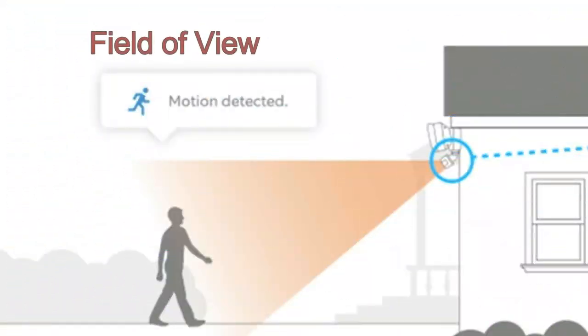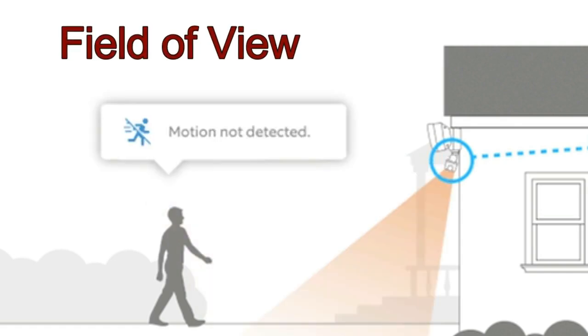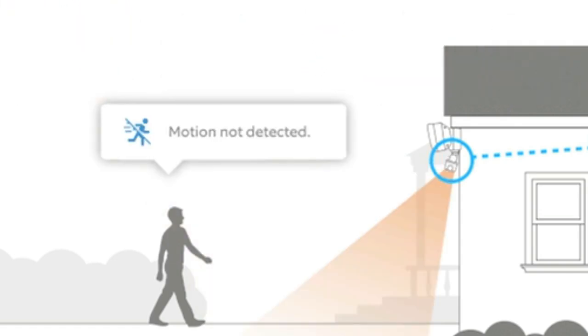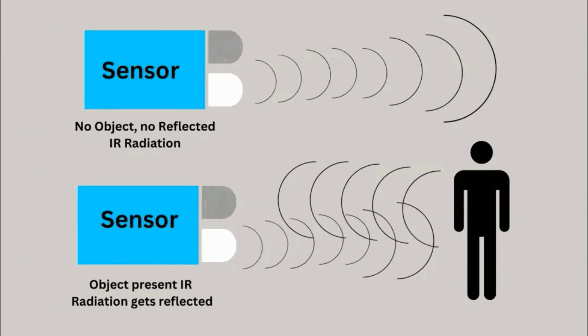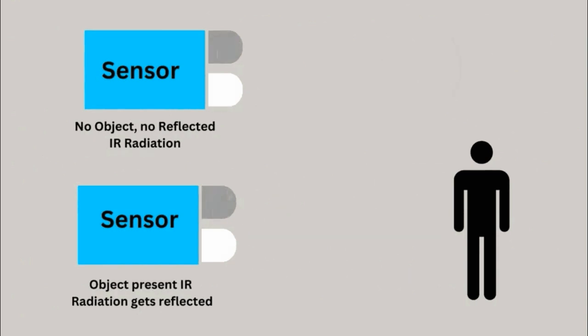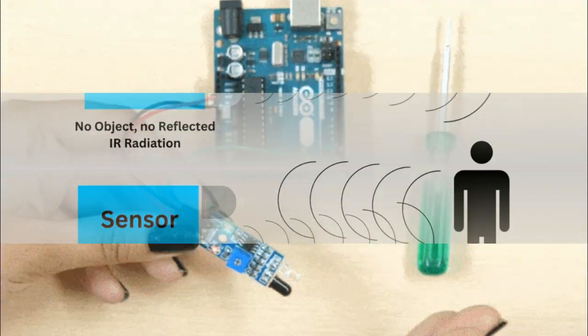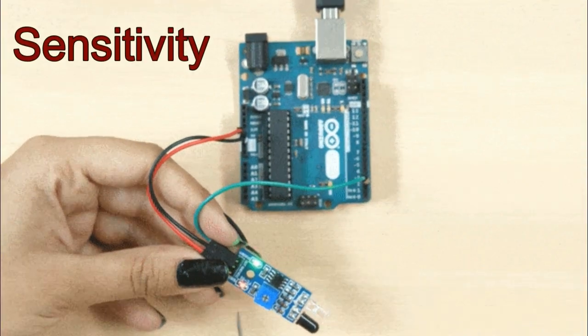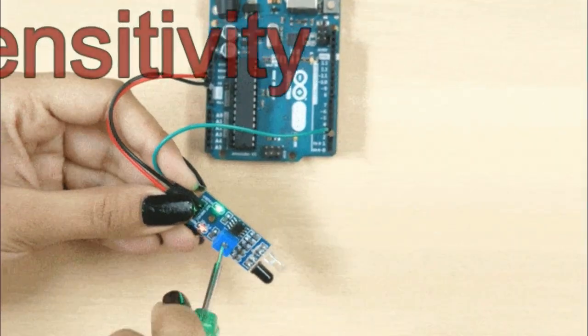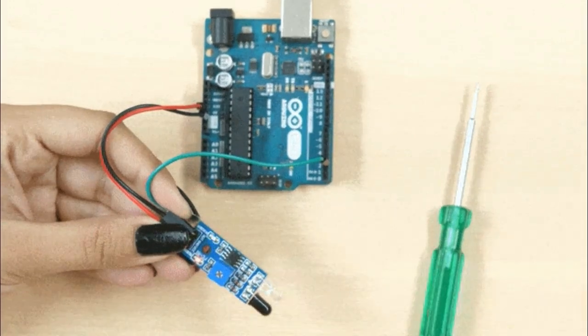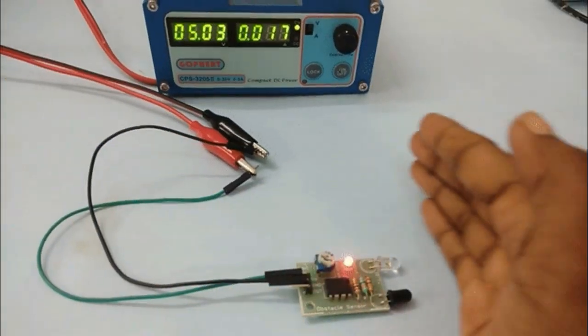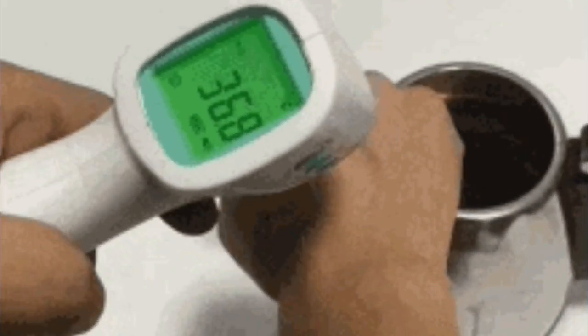Field of view, FOV. An IR sensor's field of view represents the detectable or measurable area, typically specified in degrees or other angular units. Sensitivity. An IR sensor's sensitivity, determined by its ability to detect minor differences in infrared radiation, can be specified in terms of the minimum detectable temperature difference or power level.